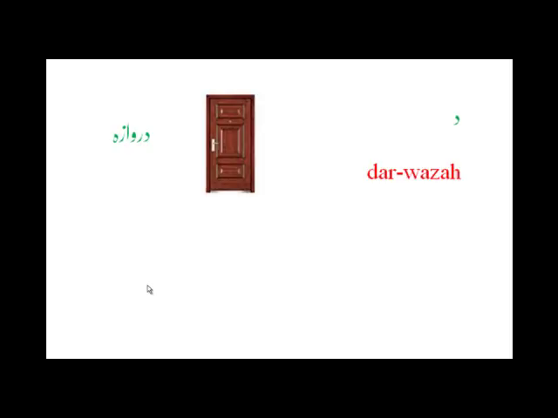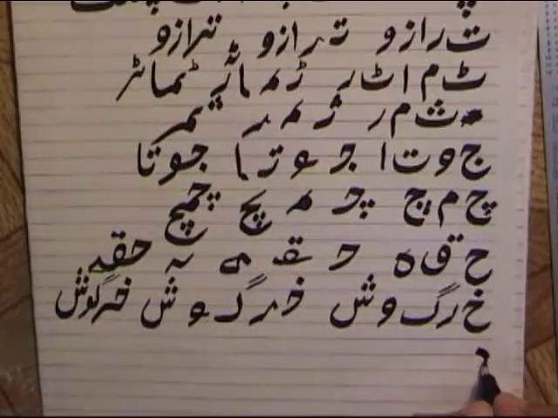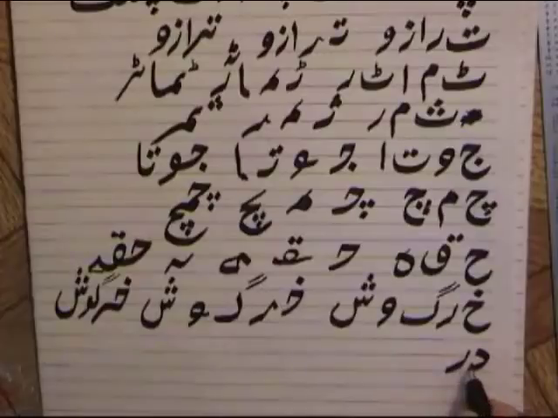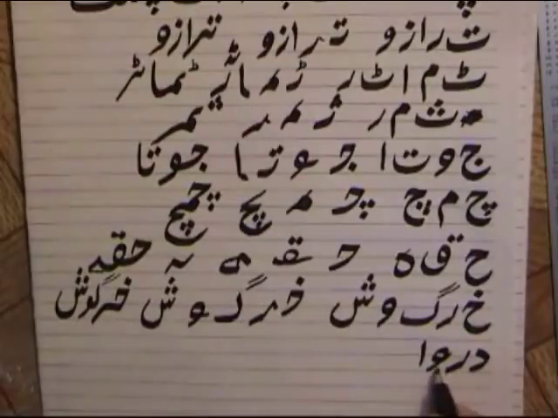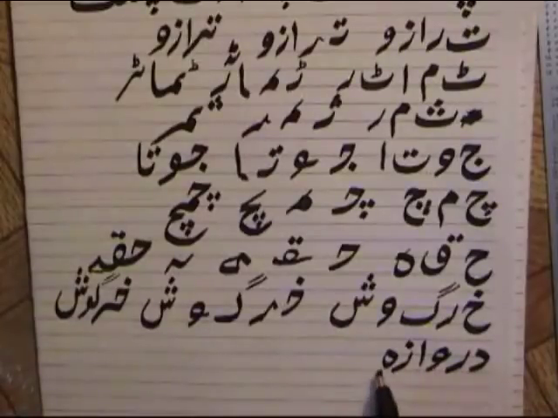Dal darwaza, door. Dal darwaza, dar, va, alif, va, dal, re, dar, va alif va, dar va, zehe za, dar va za. If you notice, all letters are non-connectors, so we cannot connect them with each other. So darwaza is written as it is, darwaza.